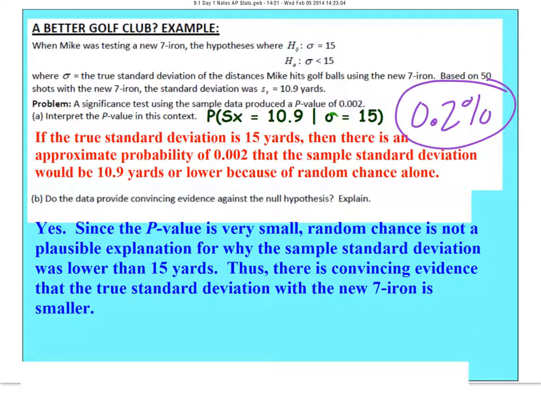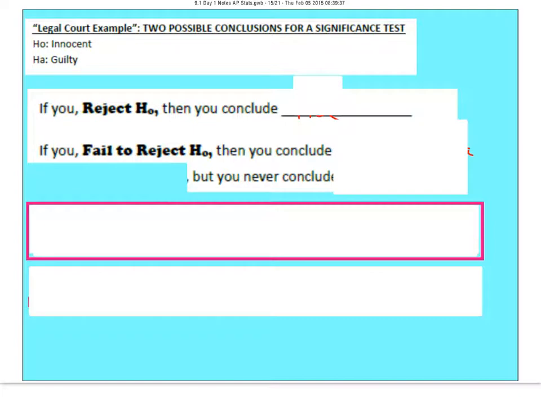So ultimately, if we end up being able to say that we can reject H sub O, you conclude that H sub A is the case, which is that the standard deviation is less than 15 or smaller. Back to the legal case. Again, remember, with H sub O, you're coming in innocent, but you're on trial because we think you are guilty. So in this case, if we reject H sub O, because the p-value is so small, it's so unlikely that this would have happened, what do we conclude? You actually conclude H sub A in context.